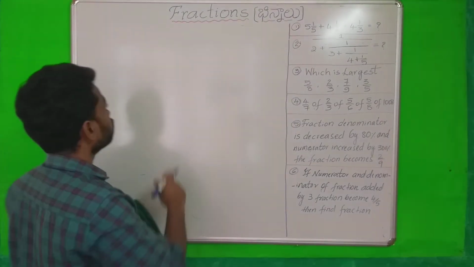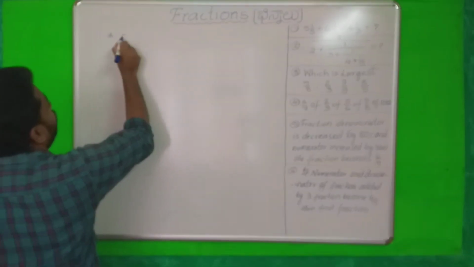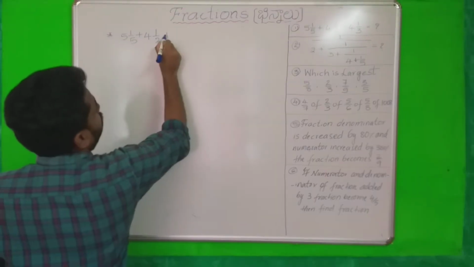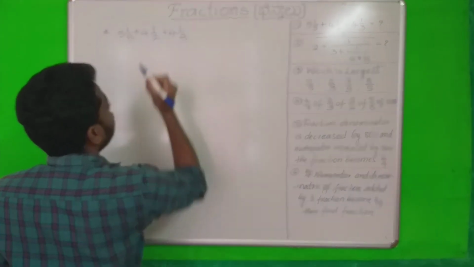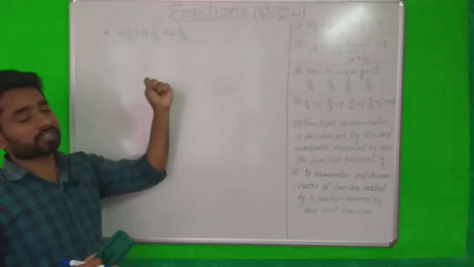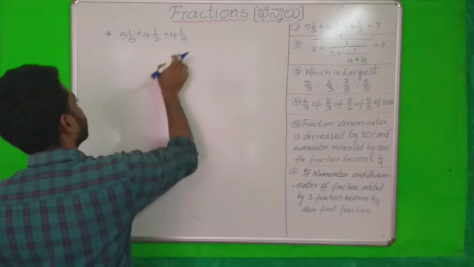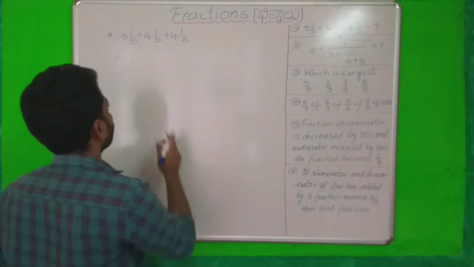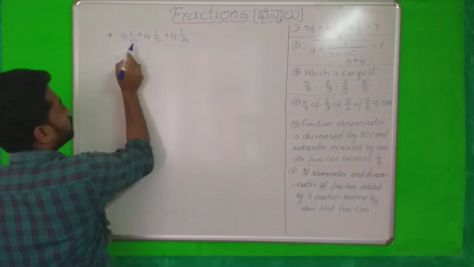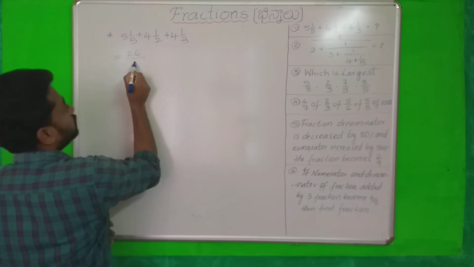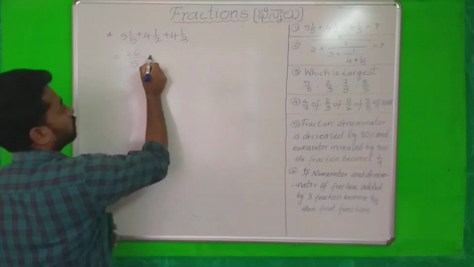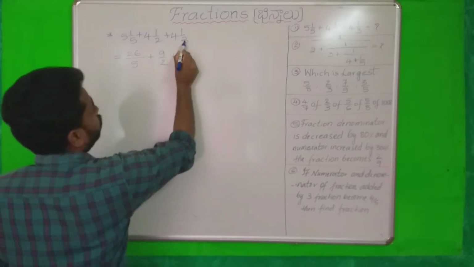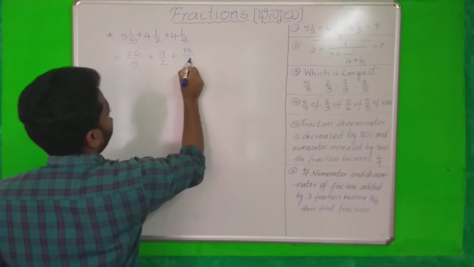So the first problem I am taking is 5 1 by 5 plus 4 1 by 2 plus 4 1 by 3. So here all three mixed fractions we are adding. For every mixed fraction you need to convert into improper form, and after that you can solve it. So just now I explained: 5 5s are 25, 25 plus 1, 26 by 5. And 2 4s are 8, 8 plus 1, 9 by 2. 4 3s are 12, 12 plus 1, 13 by 3.